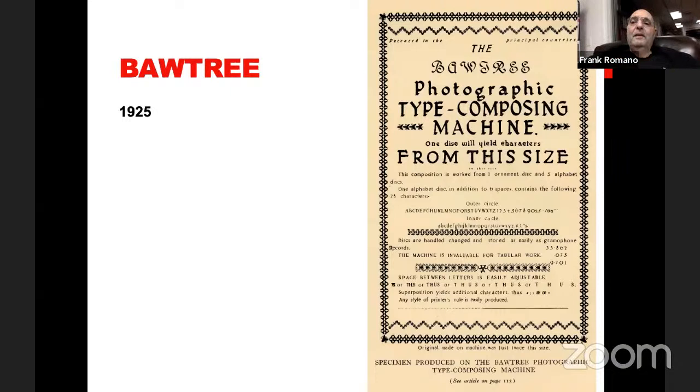Lithography started to come into its own, photolithography came into its own during World War II, and it was used a lot for map making. And then after the war, we start to see offset lithography take off. Duplicator presses come out, and film becomes the basis for the way we make plates and print. And so that's why we now start to see a lot of activity in photo typesetting.